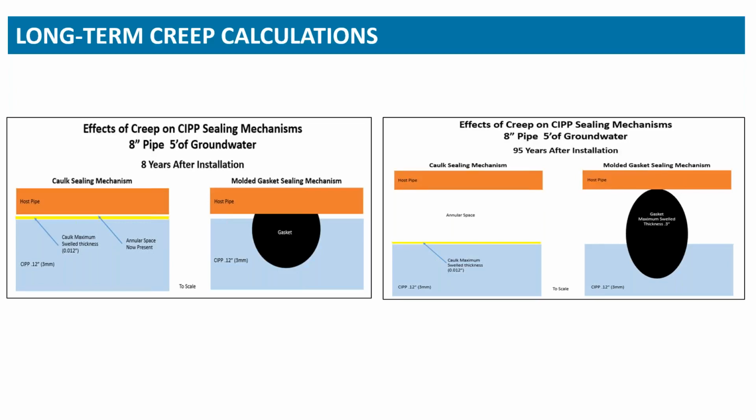So again, and this is, I'm told, somewhat exaggerated to make the graphic show what's up, but the scales are appropriate. And this one focuses on creep. 8 years after installation, you are looking at a degree. If you look to the molded gasket sealing mechanism on the left-hand panel, but the right hand of it, you'll see a white space between the hose pipe and the light blue CIPP. That's the amount of creep in both models there, both caulk sealing mechanism and molded gasket.